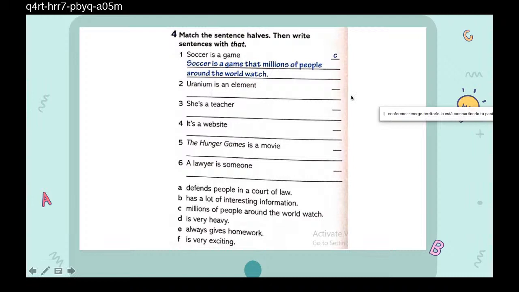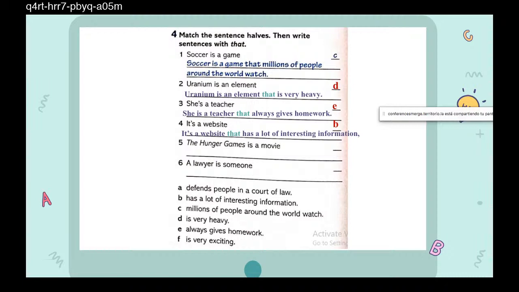So soccer is a game that millions of people around the world watch. That is the option of letter C. Uranium is an element, is very heavy. So we are going to join the sentences, and it says that uranium is an element that is very heavy. She is a teacher, and then always gives homework. We are going to join the two sentences into one. So it says that she is a teacher that always gives homework. It is a website, and the correct answer is the letter B, has a lot of interesting information. So it is a website that has a lot of interesting information.